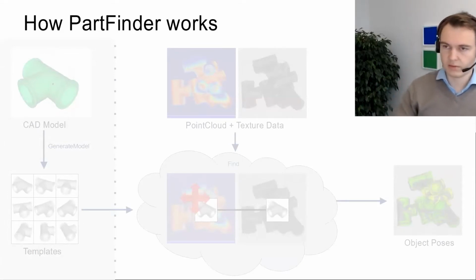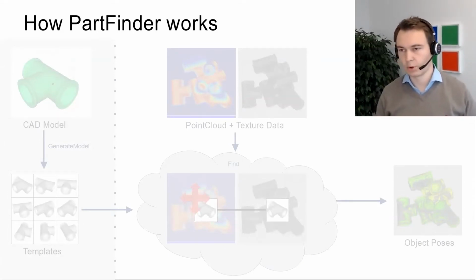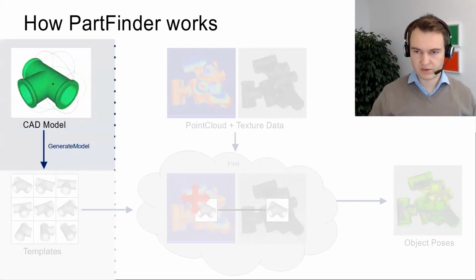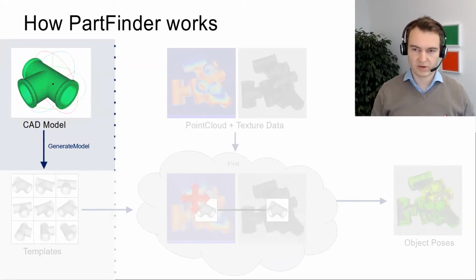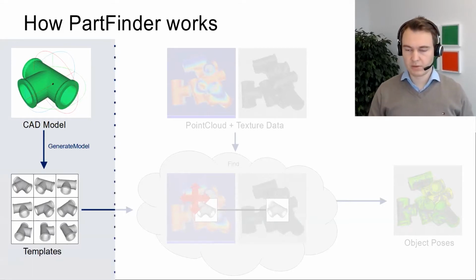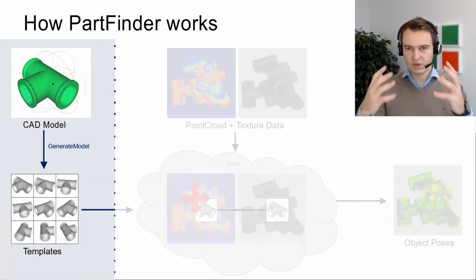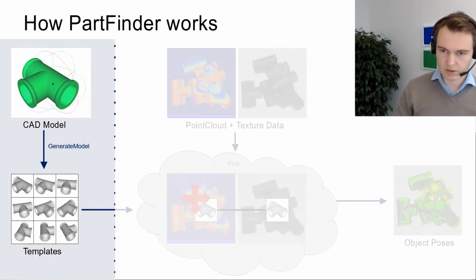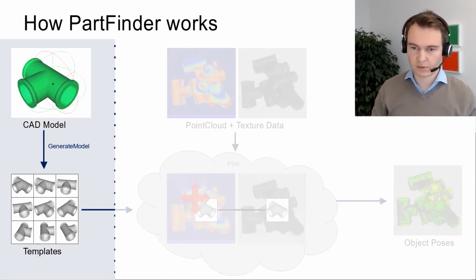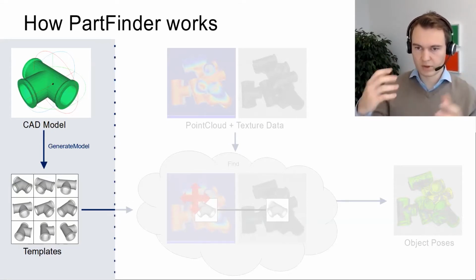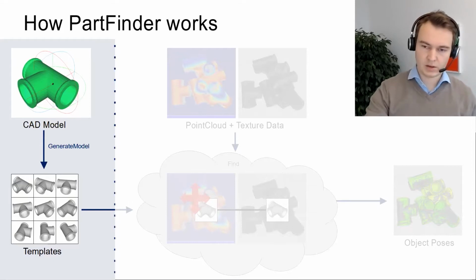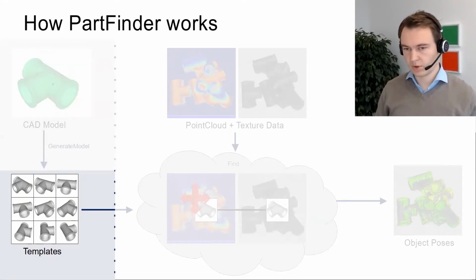So how does the location process in PartFinder work, or what does it do internally? We start off with the CAD model first. So we have this predefined geometry. We load an STL file or PLY file. And then PartFinder generates 2D templates from this. Basically, we render the object from all kinds of orientations. And after that, we can throw away the CAD model again, because now we have our template-based representation of the object.